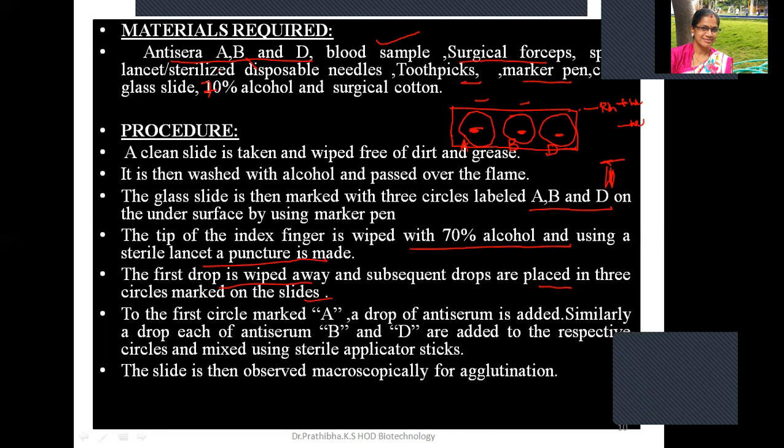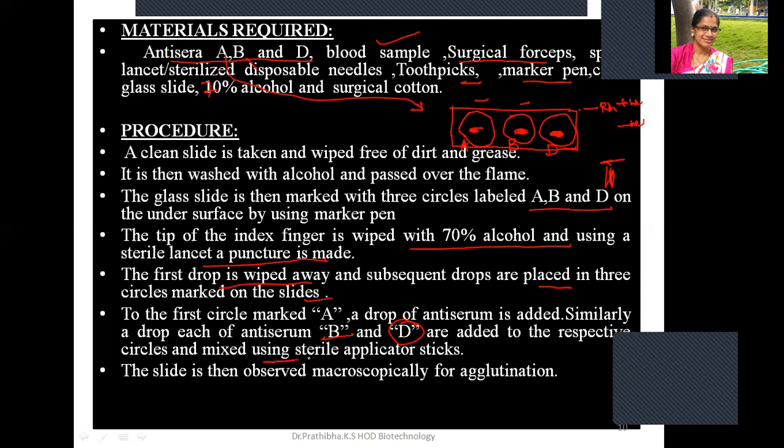After that, what are you going to do? To the first circle marked A, you are going to add antisera A to the first drop of blood, without touching the blood. Similarly, a drop of antiserum in the next circle, you are going to add antisera B. Once you add the antisera, properly plug that one and keep it aside. After that, you add the D antisera to the respective blood drops. Next, what are you going to do?